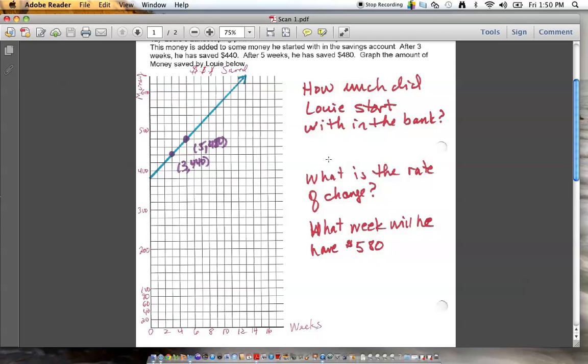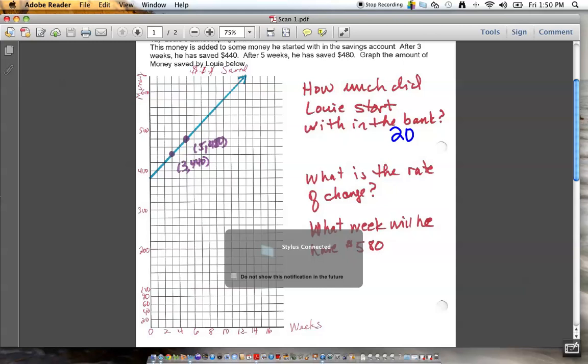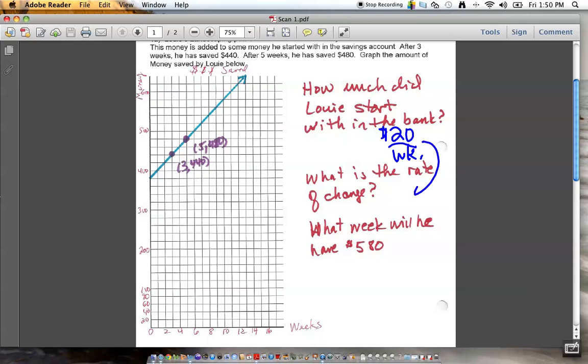I draw my graph, and I notice I'm basically going up one box over a box. Each box is worth 20. So when it says, what is the rate of change, what is the rate of change? No, I'm going up one box in 1 week. How much is each box worth? 20. So my rate of change is $20 per week. Next up, what is the, oh, that's the rate of change. I'm sorry, I put that.